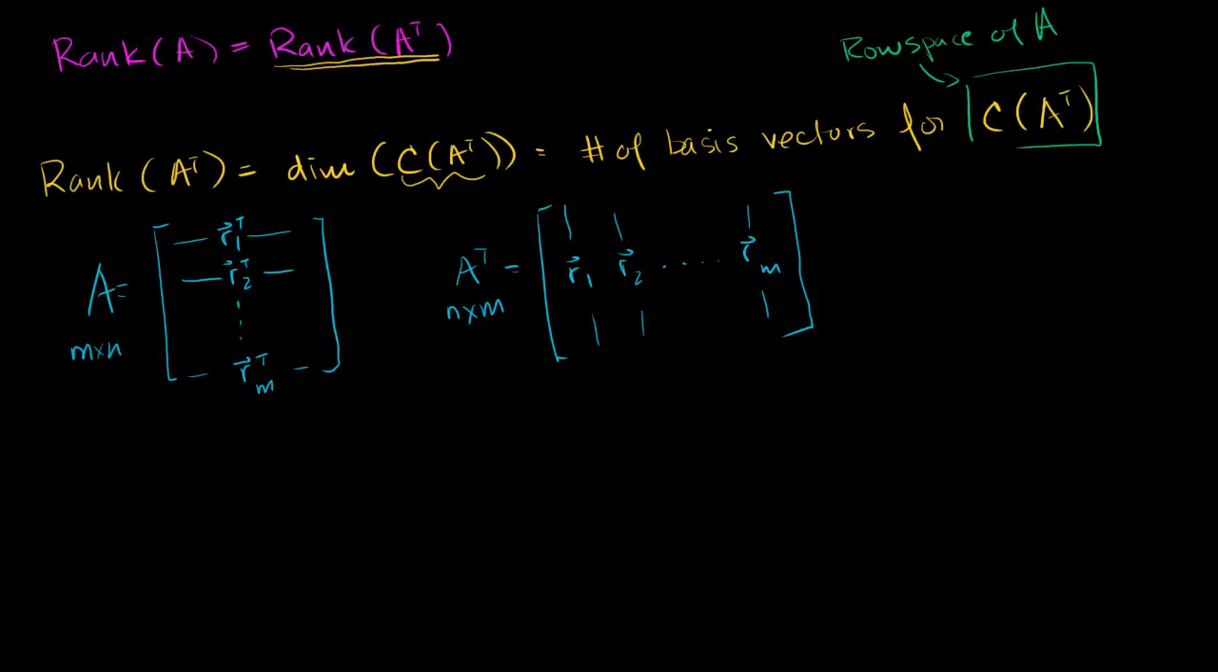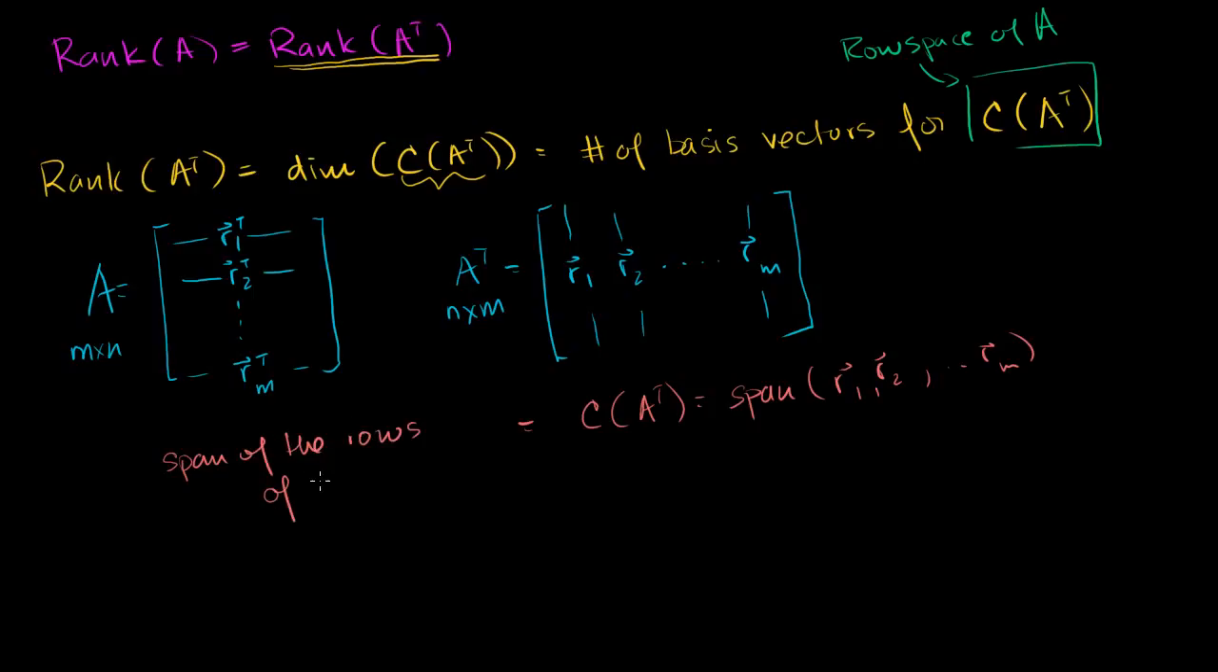And obviously, or maybe not so obviously, the column space of A transpose is equal to the span of R1, R2, all the way to Rm, right? It's equal to the span of these things, or you could equivalently call it the span of the rows of A, and that's why it's so-called the row space. These two things are equivalent.